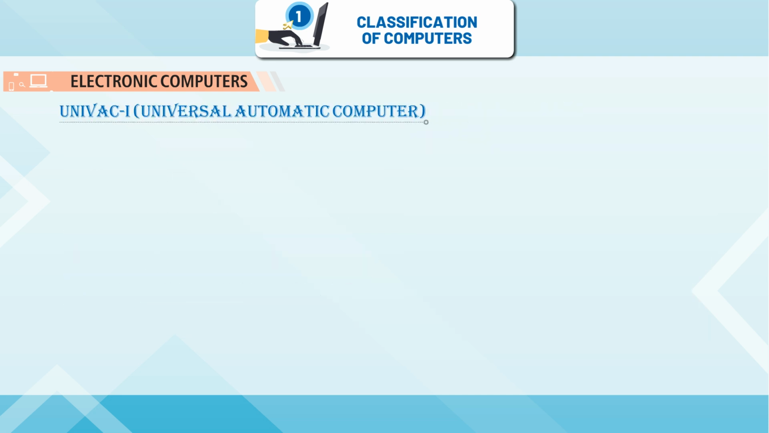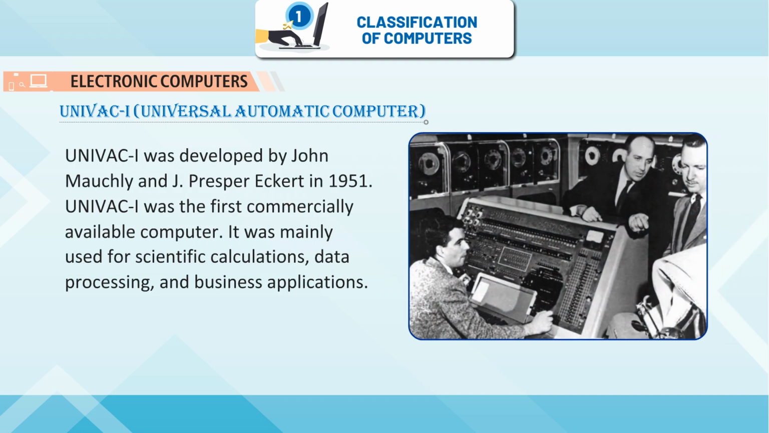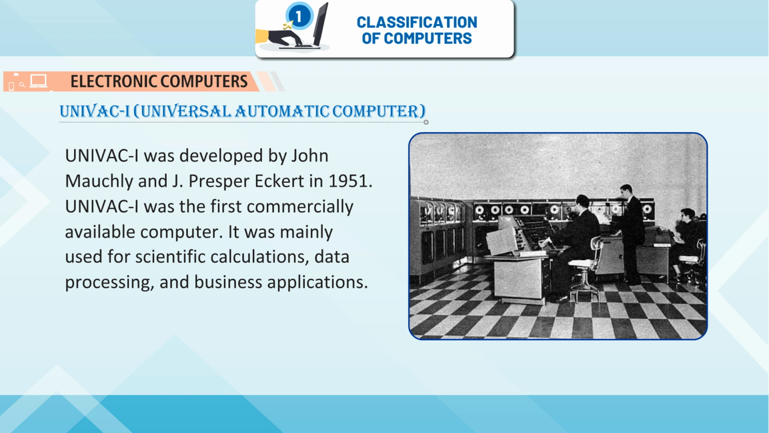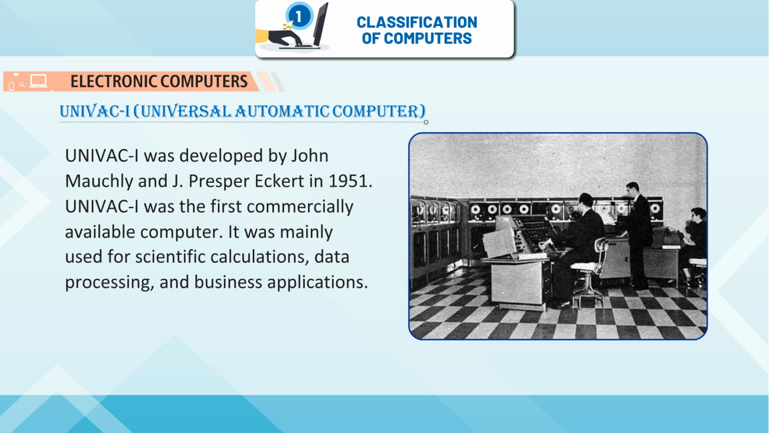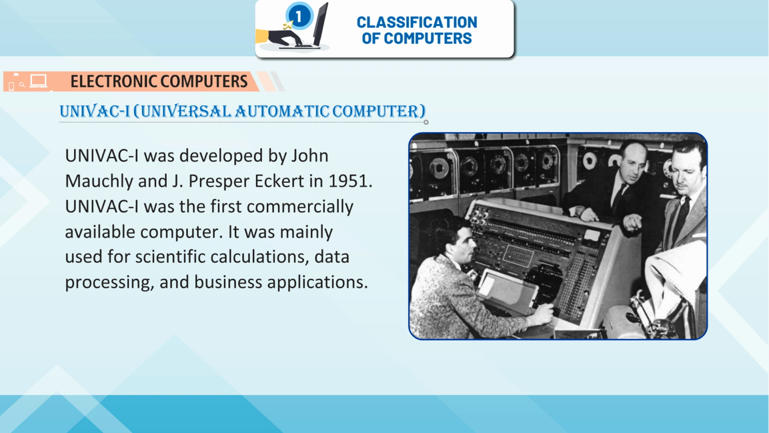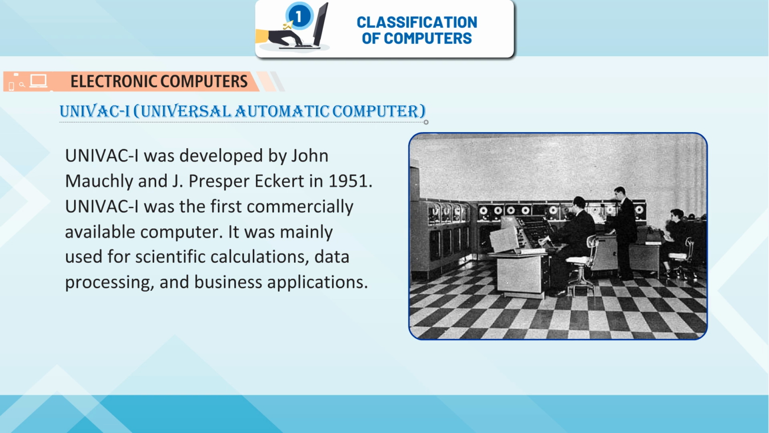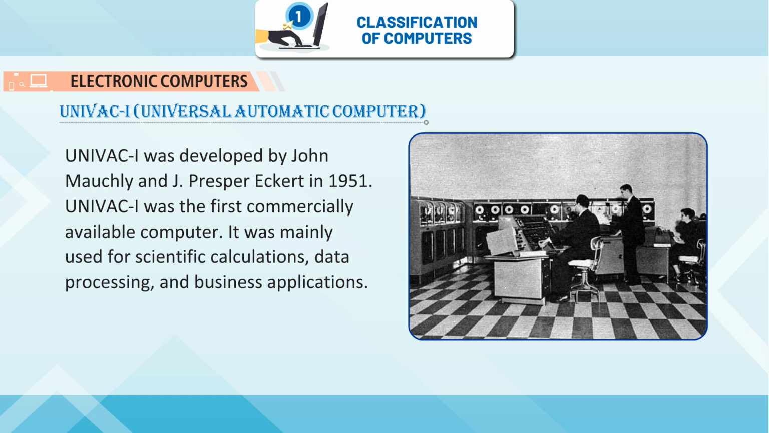UNIVAC 1, or Universal Automatic Computer. UNIVAC 1 was developed by John Mauchly and J. Presper Eckert in 1951. UNIVAC 1 was the first commercially available computer. It was mainly used for scientific calculations, data processing, and business applications.